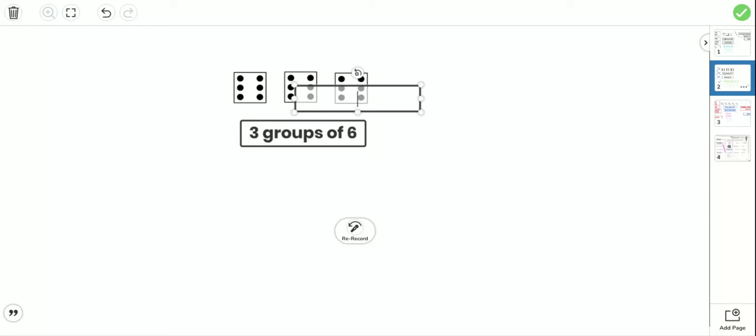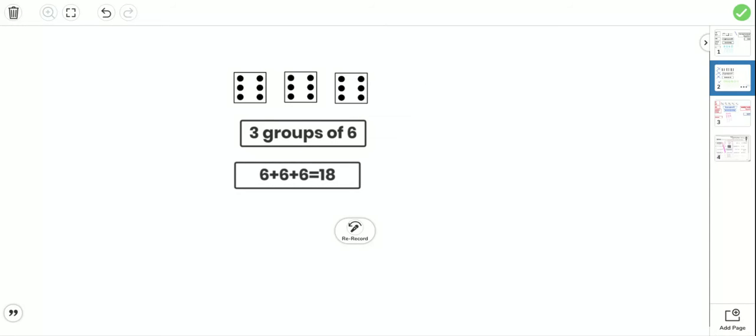I know I can show you with repeated addition. 3 plus 3, oh, no, I'm sorry, 6s. 6 plus 6 plus 6 is equal to 18. So now I've shown you 3 ways for this same multiplication idea: equal groups, words, repeated addition. All of these mean the same thing.